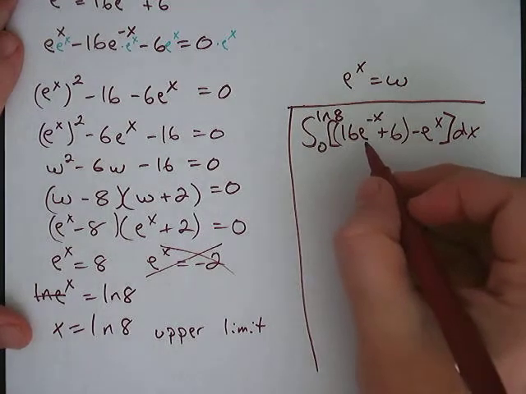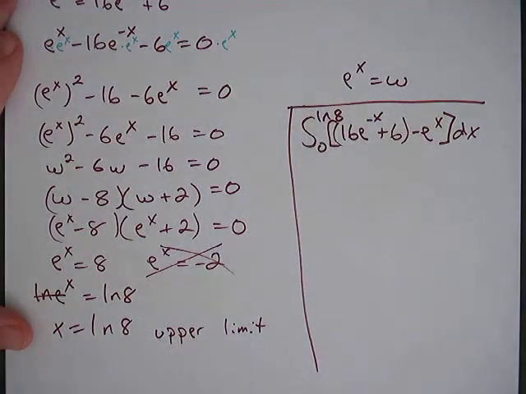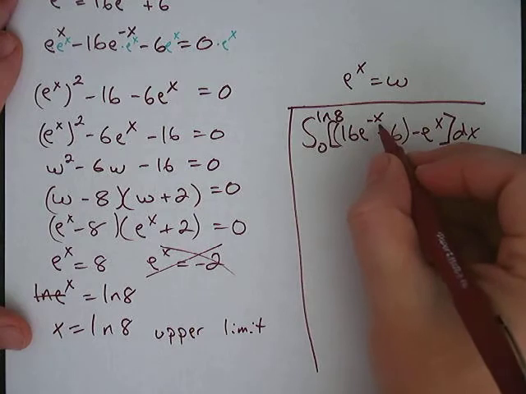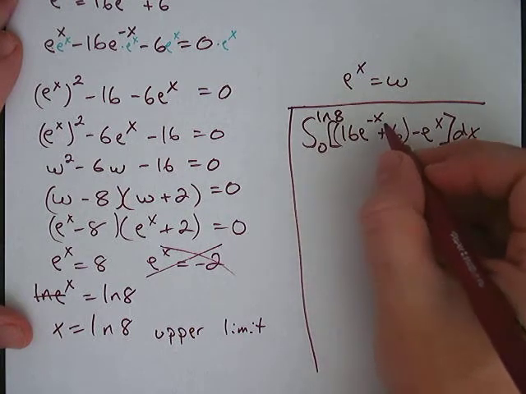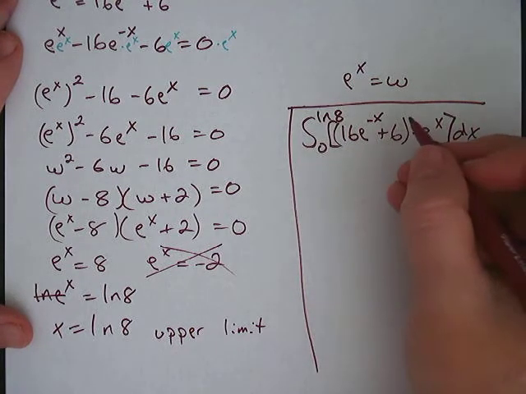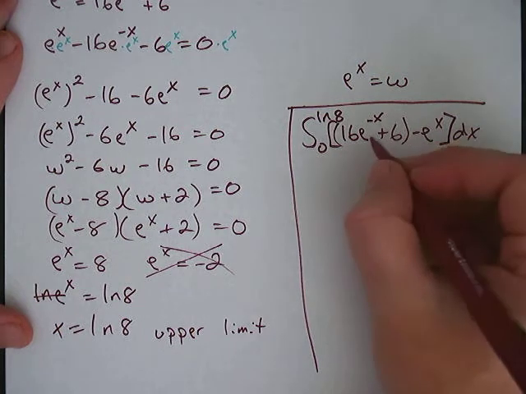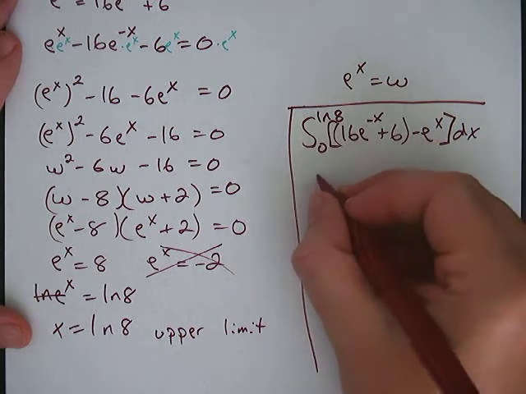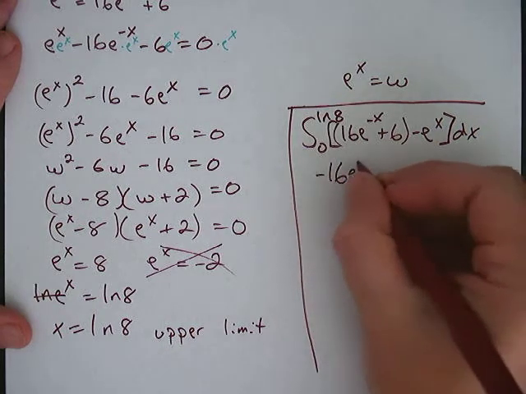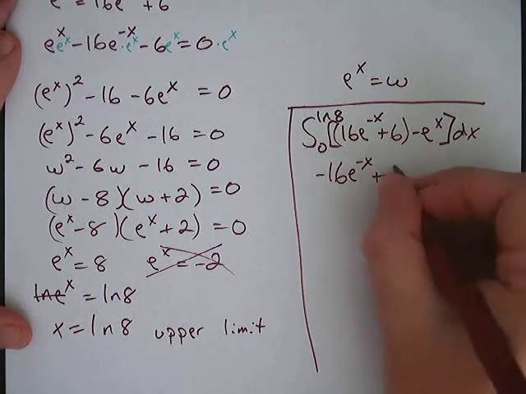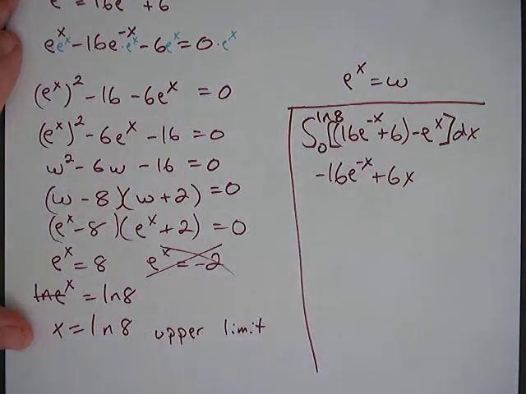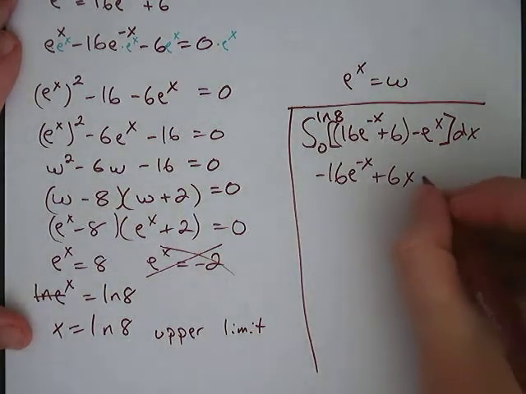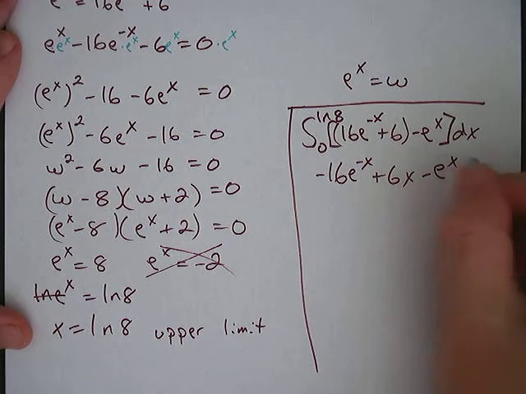When you take the antiderivative of a term that has an e to the x or e to the negative x, the integral is basically itself, except in this case the negative will carry down to the front. So this first term will become negative 16 e to the negative x. This one's easy, it's just 6x. And the last one, e to the x, is its own derivative and its own antiderivative, so that one is unchanged. And our limits of integration are 0 to ln of 8.